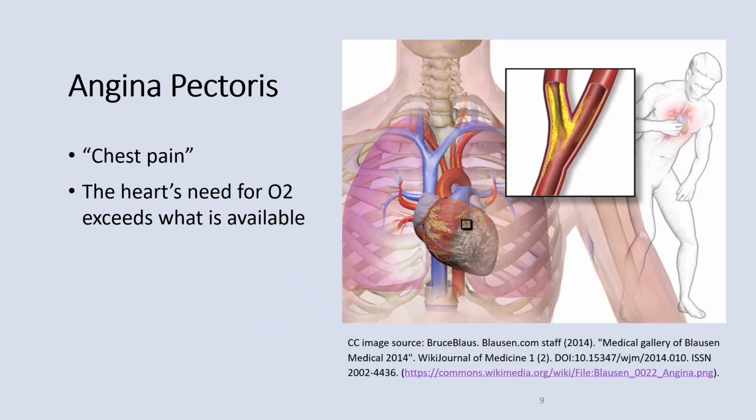Angina pectoris literally translates to chest pain. Angina is a disorder that results from a reduction in oxygen being delivered to the heart muscle because of atherosclerosis in the coronary arteries. The heart's need for oxygen exceeds the available supply due to the narrowed vessel diameter. The chest pain that results is the heart's way of letting us know, hey, I'm not getting enough oxygen down here. Angina attacks, as they are often called, will occur from physical or emotional stress.